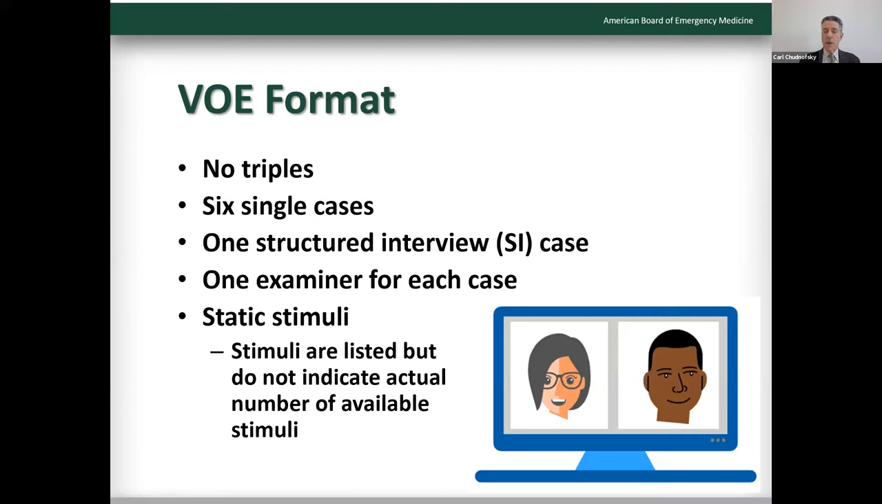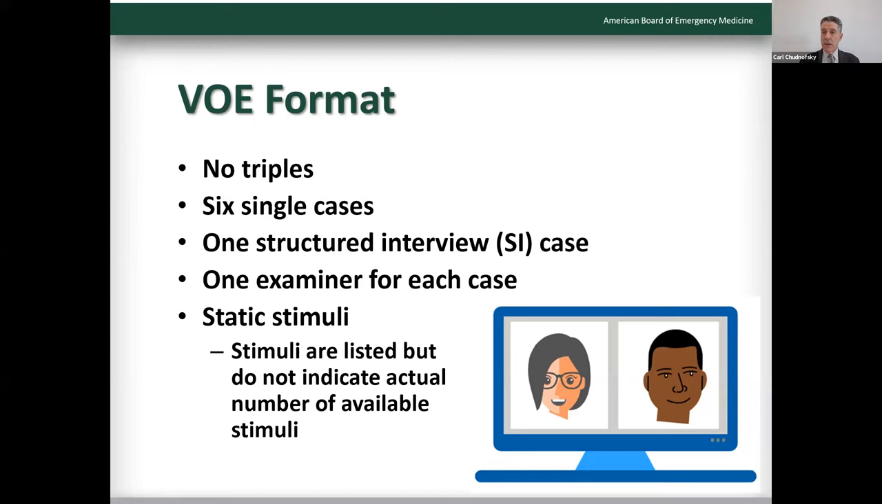All right. So what kinds of tests are you going to be seeing? So there'll be no triples in the virtual oral format. You will get seven total cases. There will be six single cases, which I will discuss in a moment, and one new case, which I will get to, called a structured interview case. Each case will be administered by one examiner. And for the virtual oral exam, we're going to be using only static stimuli. That is, there'll be no moving ultrasound images or videos. All the stimuli will be static.